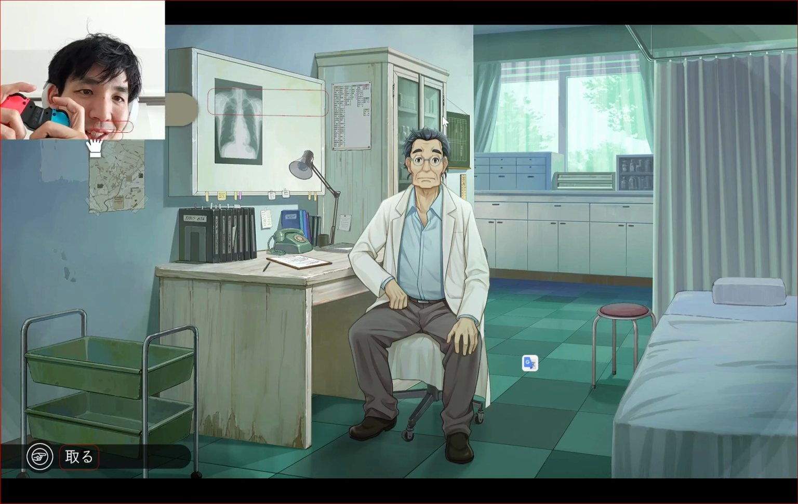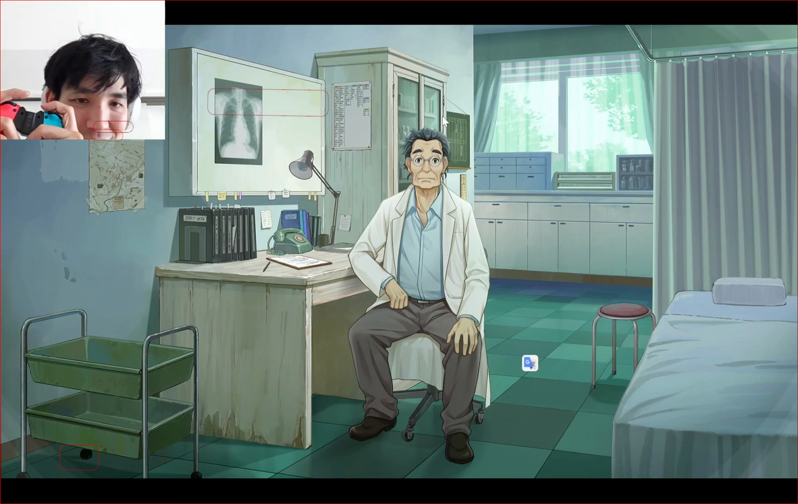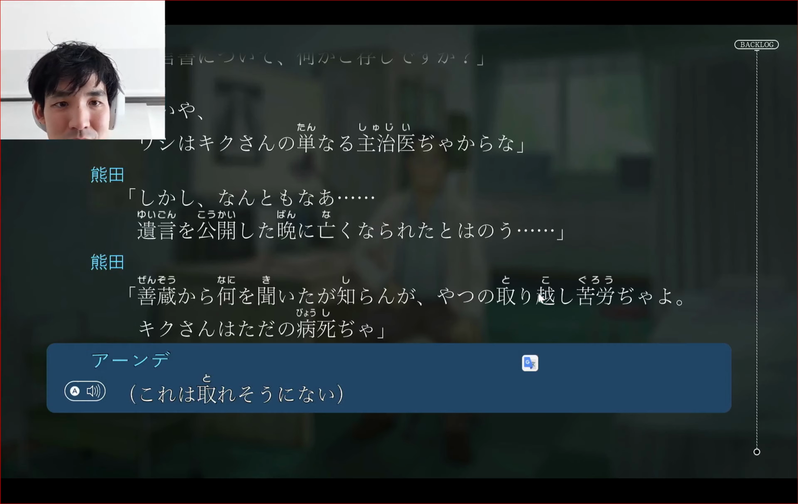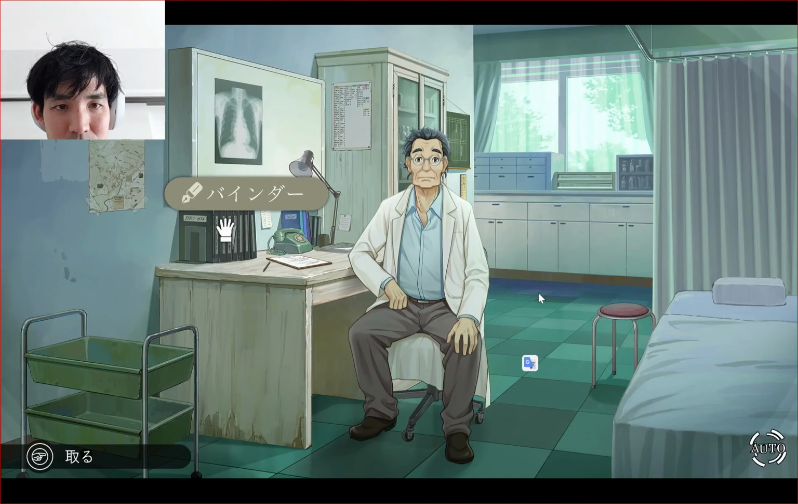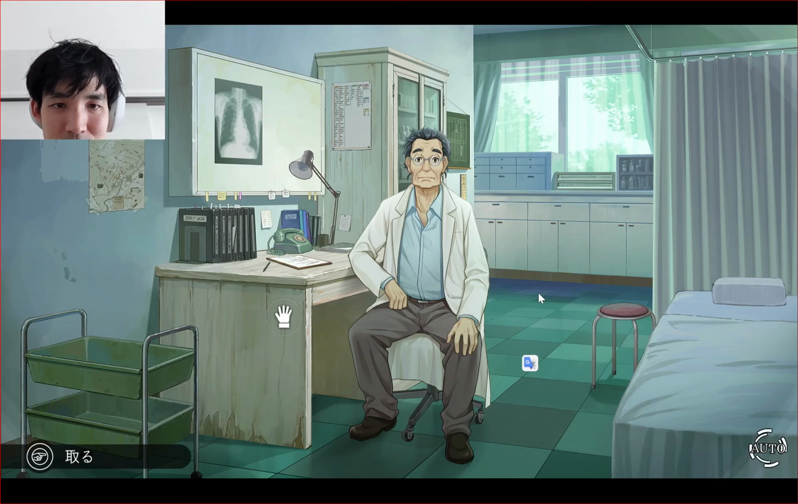Why am I even trying to take things? Okay, let's take them out. これ、地図。は取れそうにない。 I don't know. What am I trying to take from this guy? Where'd my little hand go? Okay. Let's try to take the desk.